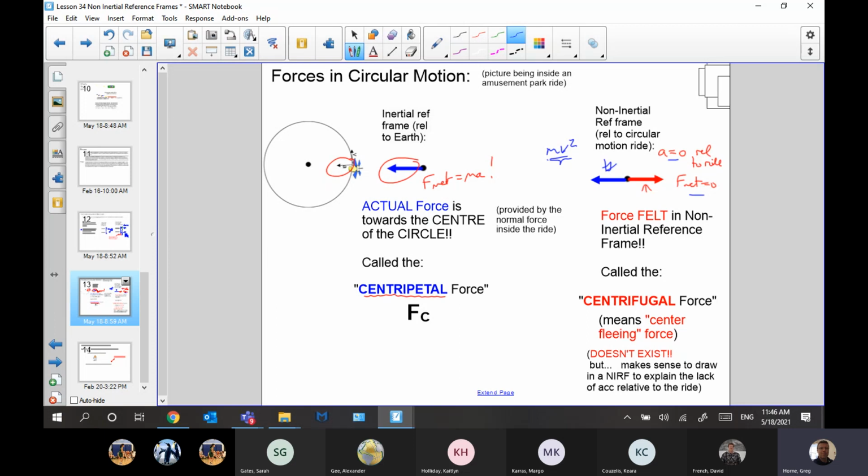Any questions about that? So, new word for the vocabulary: centripetal force, centripetal force.